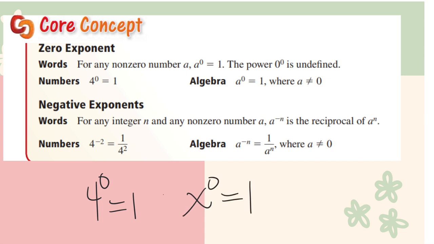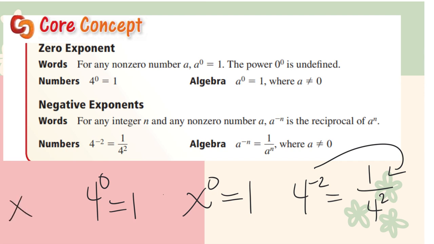Negative exponents. For any integer n and any non-zero number, you do the reciprocal to make the exponent positive. So if you have 4 to the power of negative 2, the reciprocal will be 1 over 4 to the power of positive 2. The reason is you do the reciprocal to make it positive. So even if you have a variable, x to the power of negative 3, you will have the reciprocal, 1 over x to the power of 3.